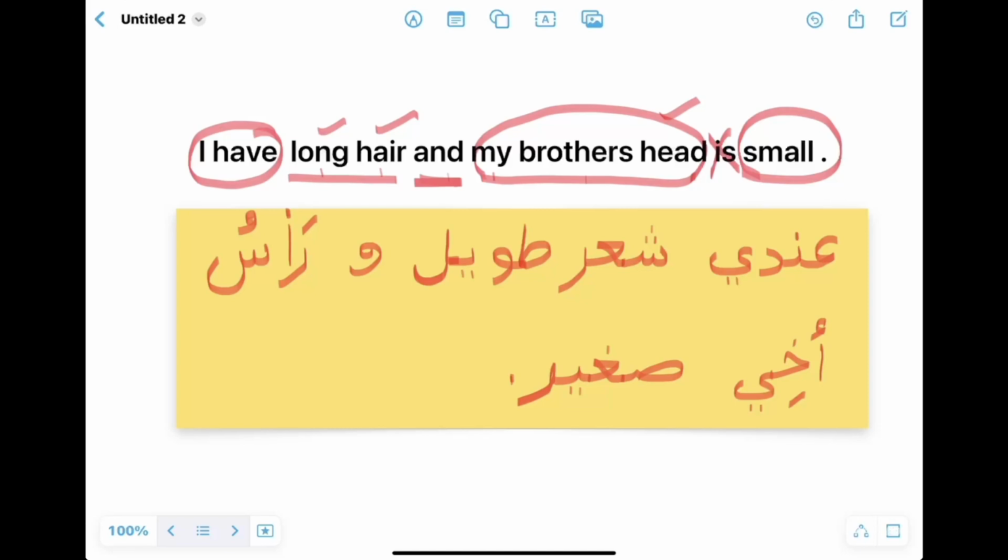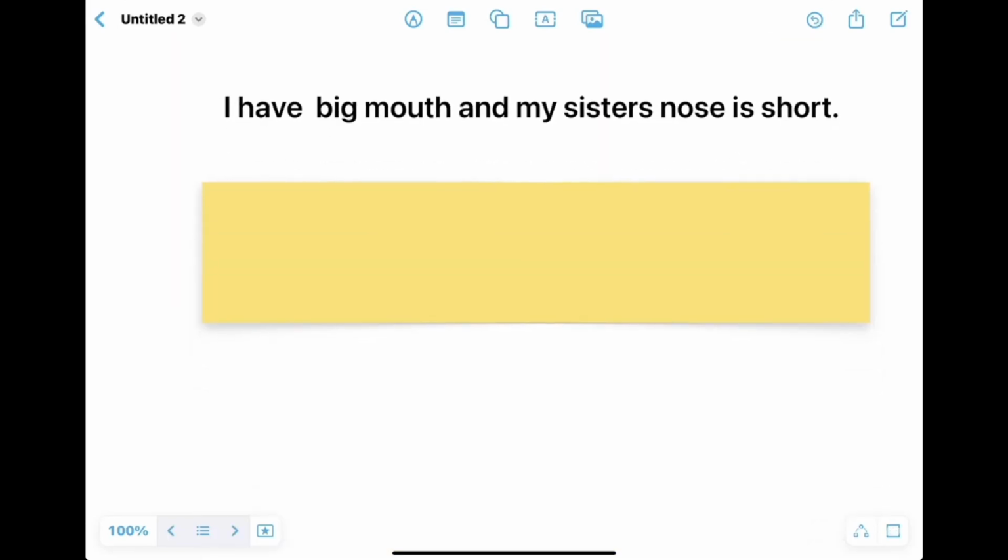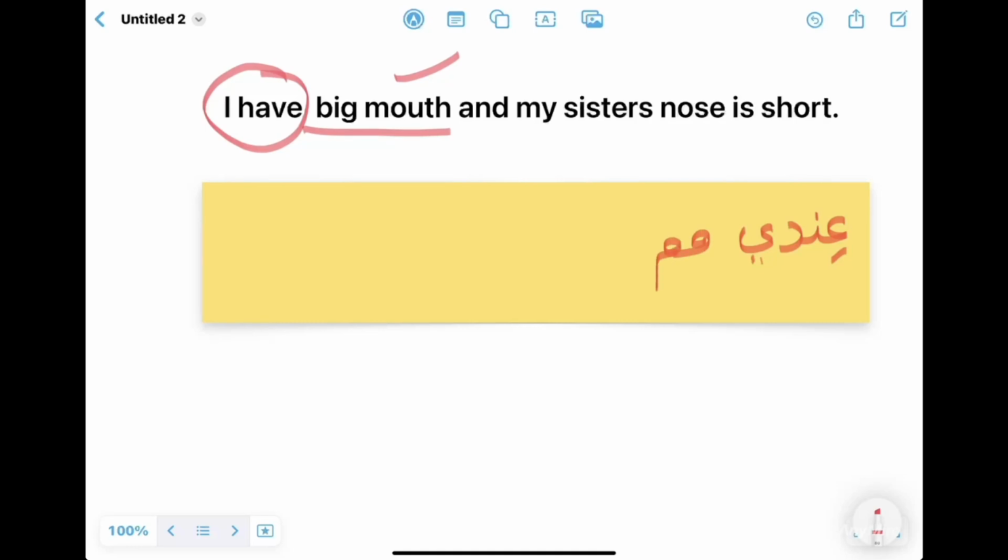Very good. Now the next sentence is I have a big mouth and my sister's nose is short. Okay, come on, let's translate. What is I have? Very good. Indi. Come on, right? In. In the big mouth. First translate the mouth. What is mouth? Fa and then meem. Fam. What is big? Kabir, right? Come on, let's write ka, b, e, r. Kabir. Very good.